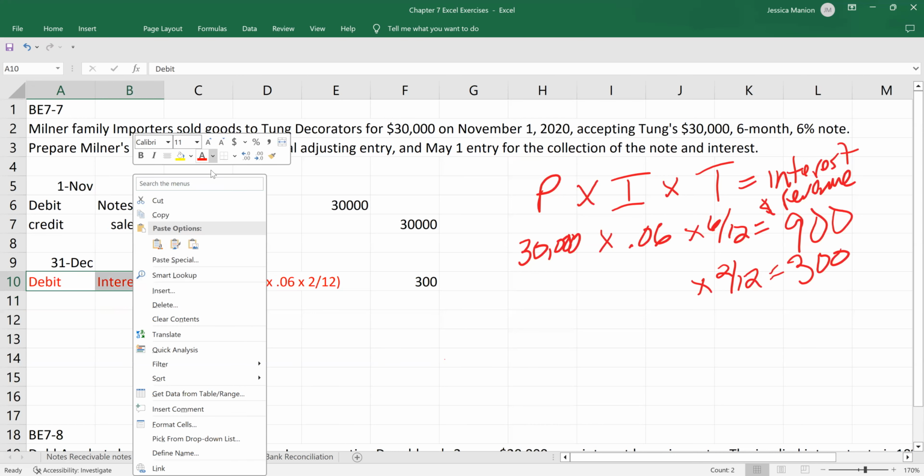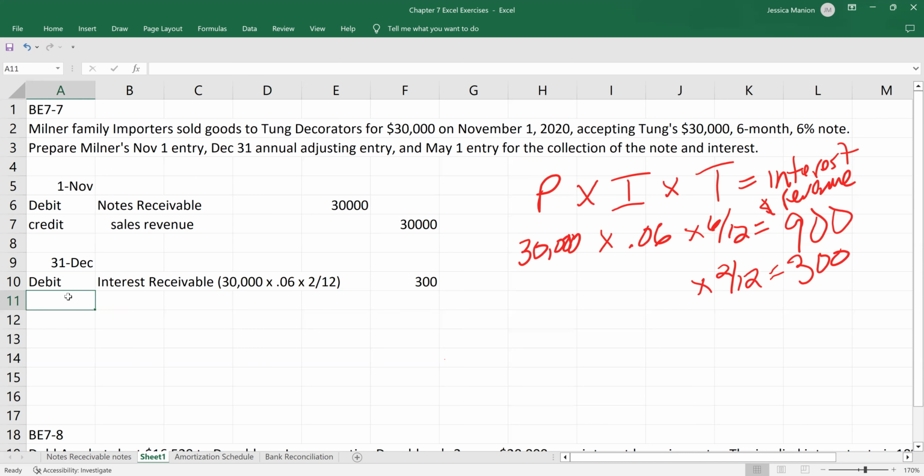I don't know why it's doing that red. Okay, we haven't received that yet. So credit interest revenue. Again, for the amount of revenue that we haven't received yet, but we have earned that interest revenue. Does that make sense so far? Okay.